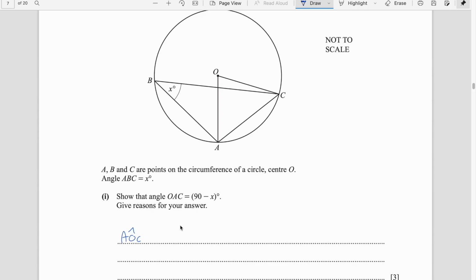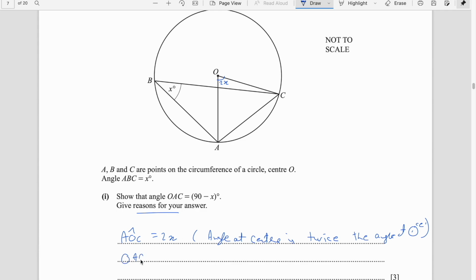AOC is equal to 2x. Reason, giving your reasons: angle at center is twice the angle at circumference.